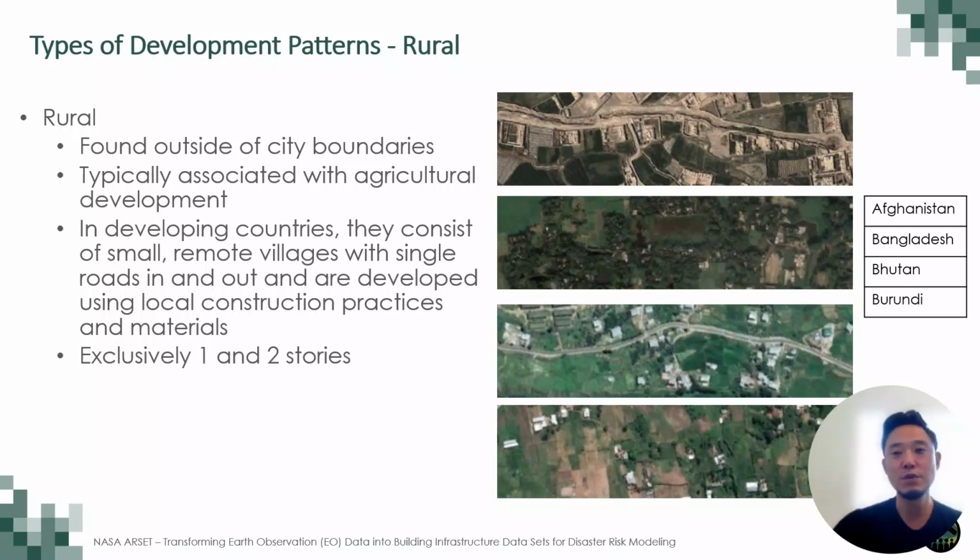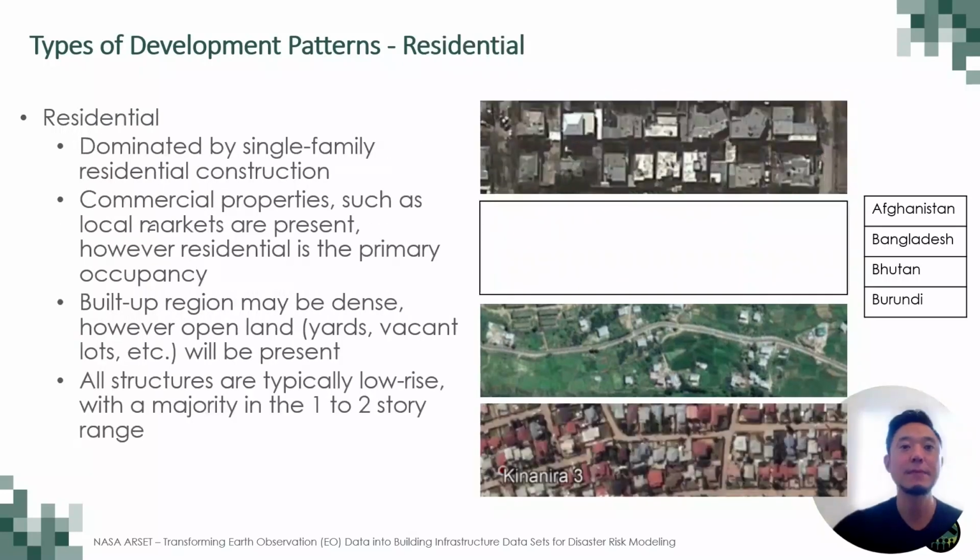So the first one is rural. Most countries are going to have this. These are found outside of the city boundaries. We usually associate them with agricultural regions. In developing countries, these are usually small remote villages, one way in, one way out. And they're usually 1-2 story, non-engineered, using local materials and construction techniques.